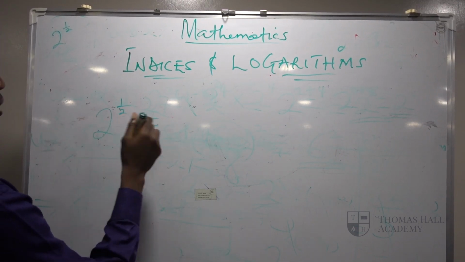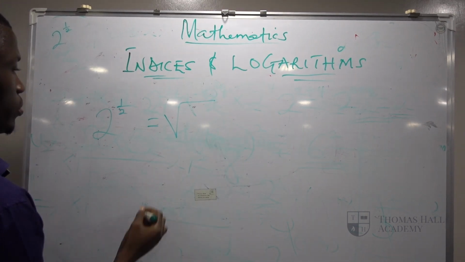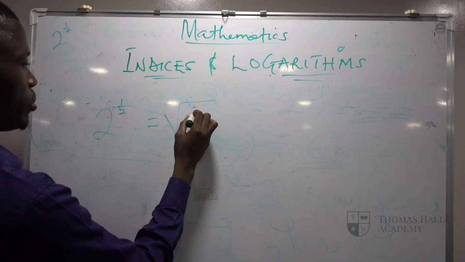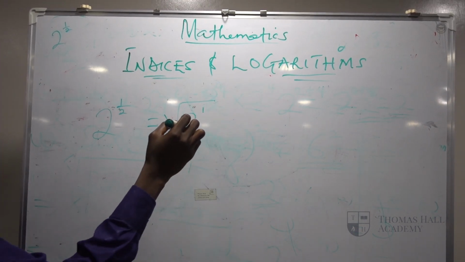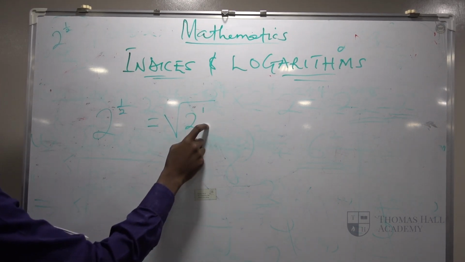When it is a half, it is a fraction. This 2 stands for the roots, square roots, and then we have 2 raised to power 1. 2 raised to power half is the same thing as square root of 2.